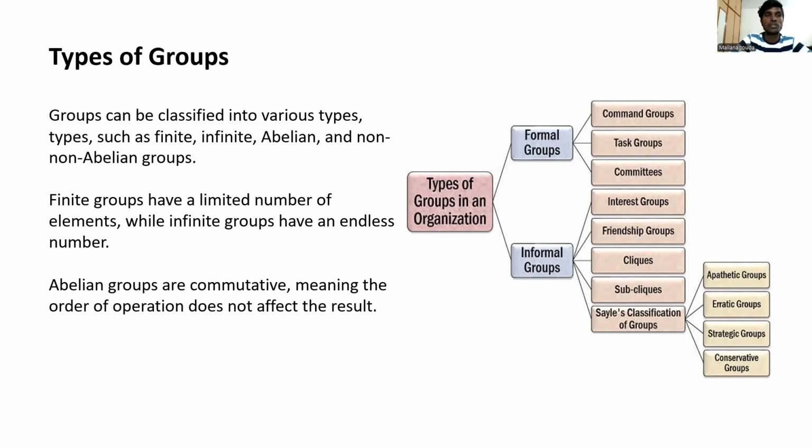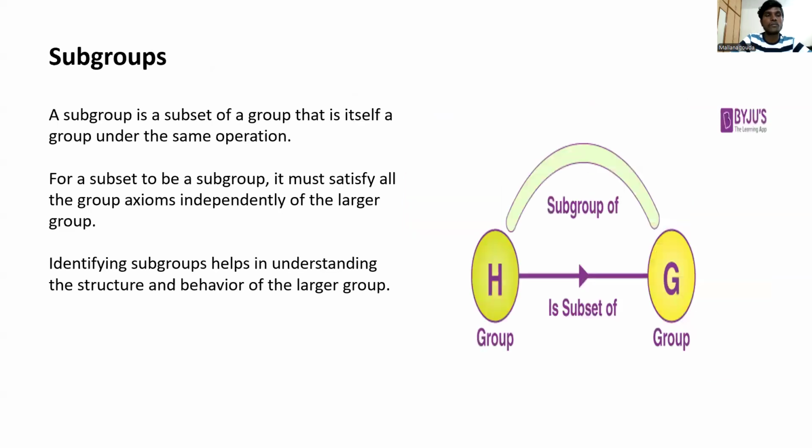Groups can be classified into various types such as finite, infinite, abelian, and non-abelian groups. Finite groups have a limited number of elements, while infinite groups have an endless number. Abelian groups are commutative, meaning the order of operation does not affect the result.